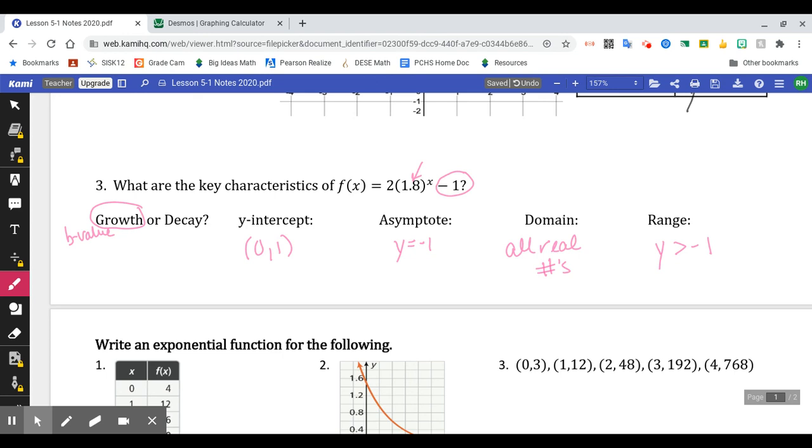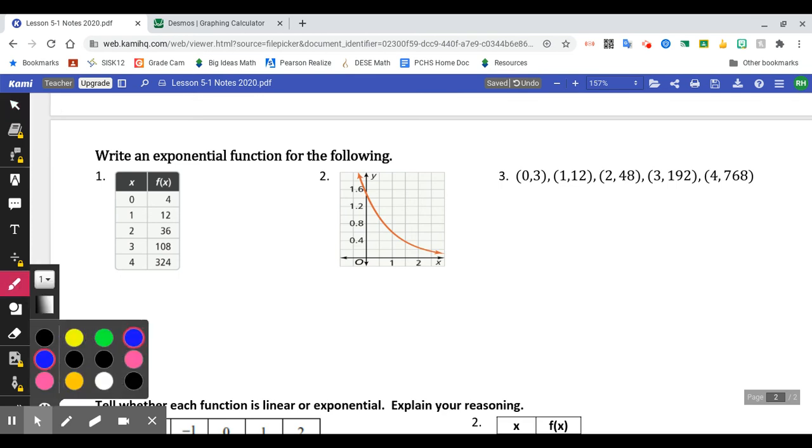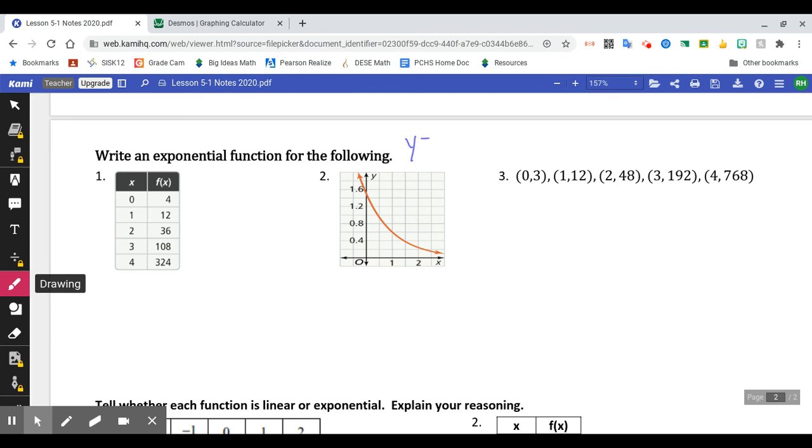Now we're going to flip it over and actually write exponential functions from the information that they've given us. So keep in mind, again, that your exponential function is y equals, or f of x equals, a times b to the x. A is my intercept, and b is what I'm multiplying by every time, the ratio. So this first one, if you look here, 0, 4, well 0, 4 would be my a value. A equals 4. That's your intercept.